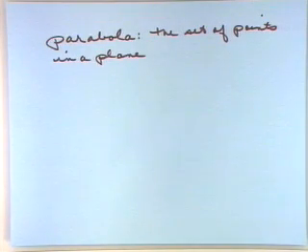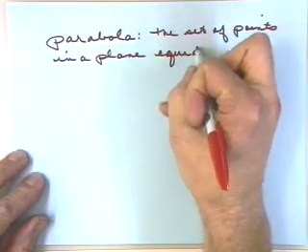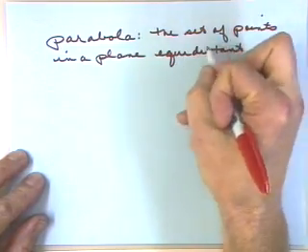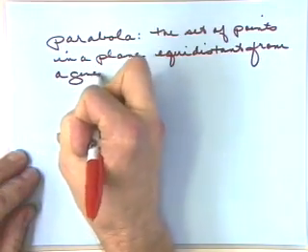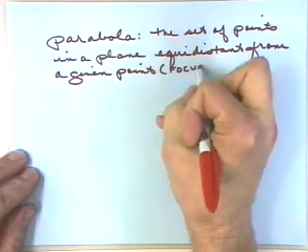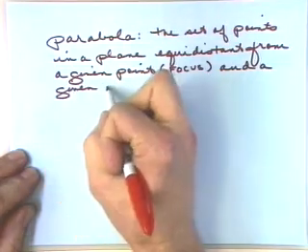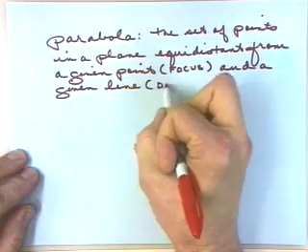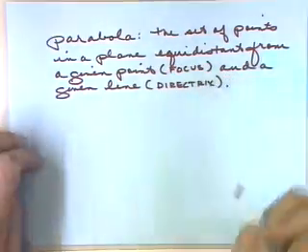And we had a definition of a circle: a set of points in a plane equidistant from a given point. This is a set of points in a plane equidistant from a given point called the focus, and a given line called a directrix.